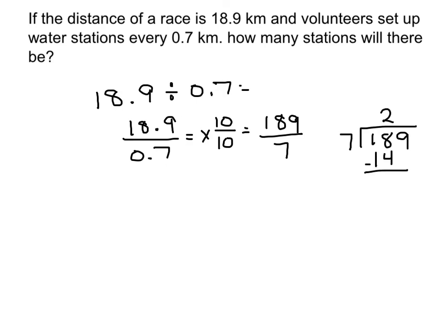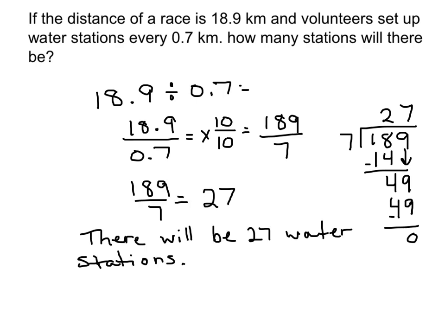7 goes into 18 2 times. 2 times 7 is 14. 18 minus 14 is 4. And I bring down my 9. 7 goes into 49 7 times. 7 times 7 is 49. I have nothing left. There will be 27 water stations in the race.